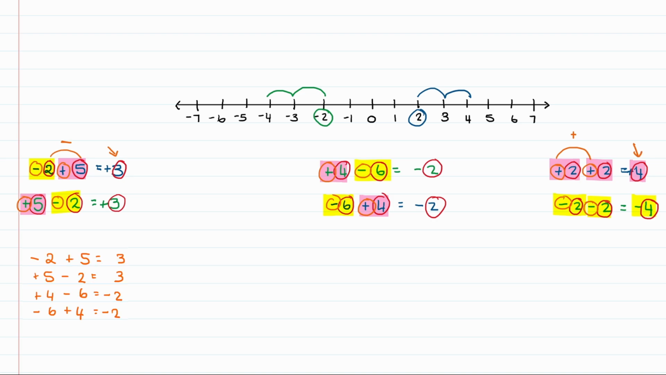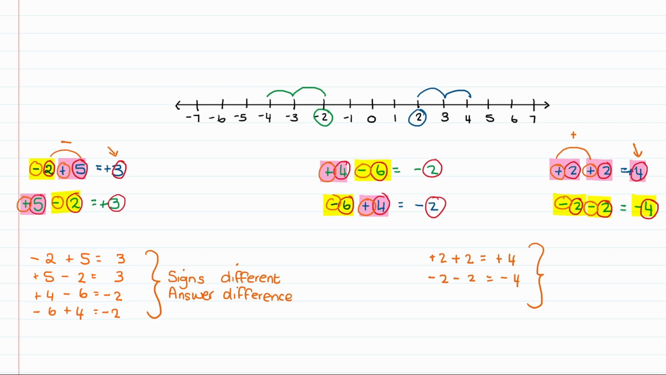So to summarize, we can say that in the first 4 questions, the signs for each question were different, and to get the answers, we found the difference between each set of numbers. Whereas in the last 2 questions, each question had the same sign, and to find their answers, we found the sum of each set of numbers.